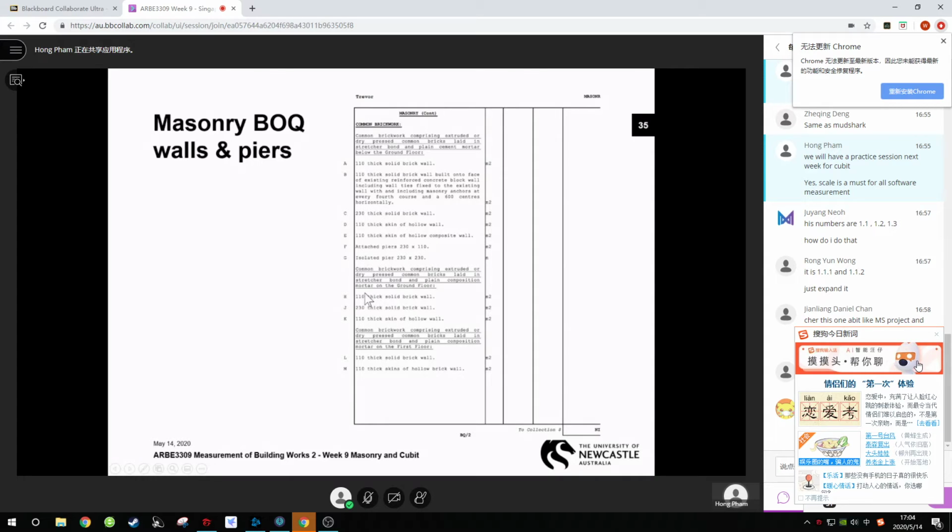But this sample is just for reference, so you cannot copy it wholesale. You have to see the drawings. Remember, the BOQ is the description of works inside your drawing. So you have to see the drawings.